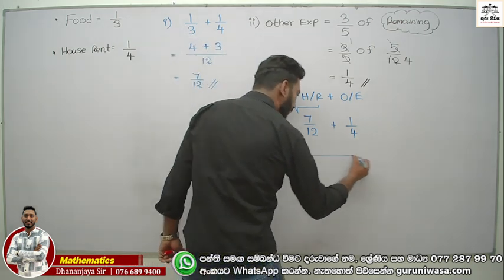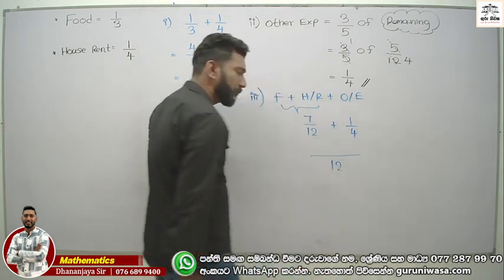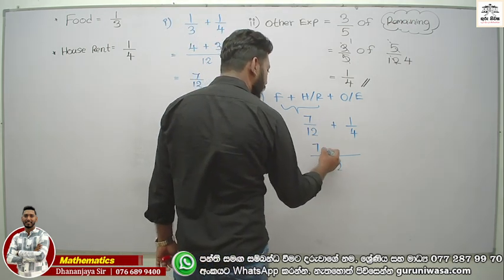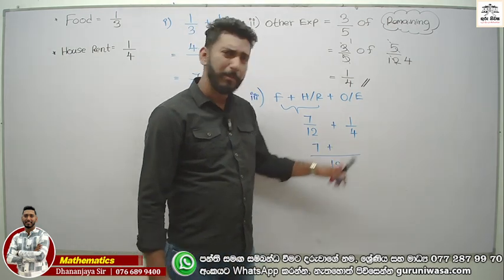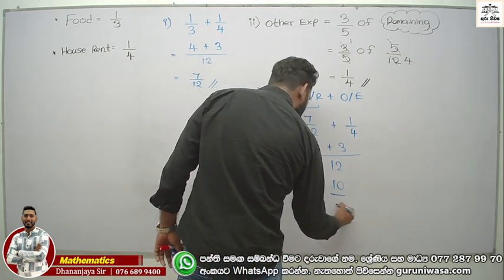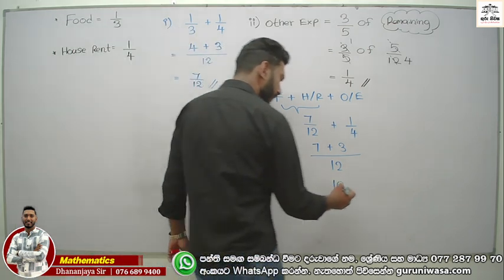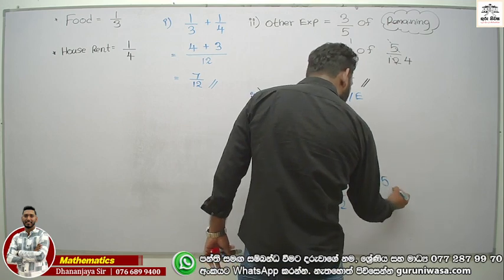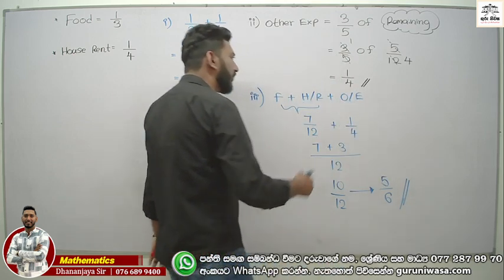Now the common denominator is 12, because the greatest one is 12, and we can divide 12 by 4 without remainders. Therefore LCM is 12. Now 12 is 12 times 1 and 4 times 3, so you need to multiply by 3. Now 3 times 1, 7 plus 3 becomes 10 over 12. But 10 over 12 you can simplify. How? Both terms you can divide by 2. Now 10 divided by 2 is 5 and 12 divided by 2 is 6. Now this is the sum of these 3 things.